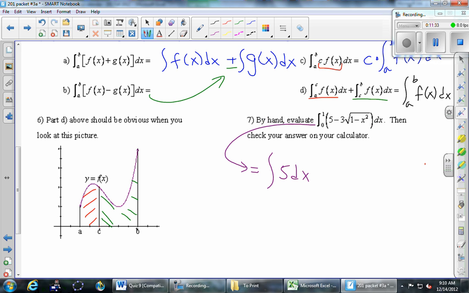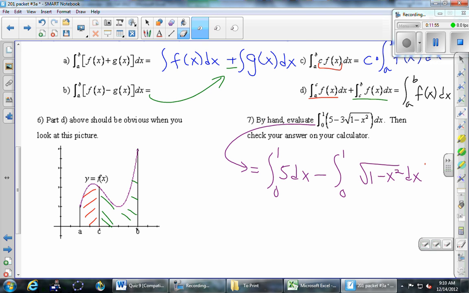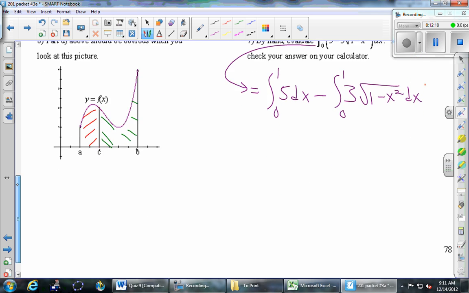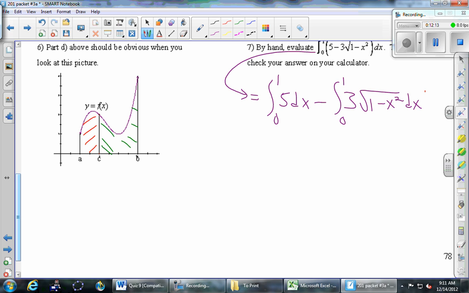The integral of 5 dx, subtract the integral of 3 times that radical. Make sure you write the dx every time. Every time you have one of those integral symbols, that elongated s, it needs to have a partner. It needs to have a dx. Okay, let's keep going here. The integral of 5, all right, I haven't seen that integral before.